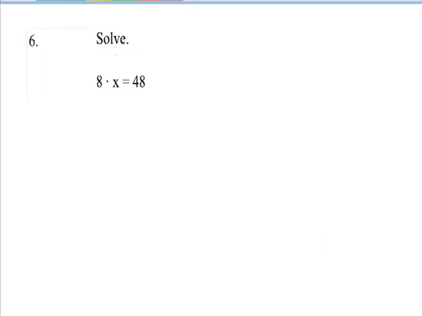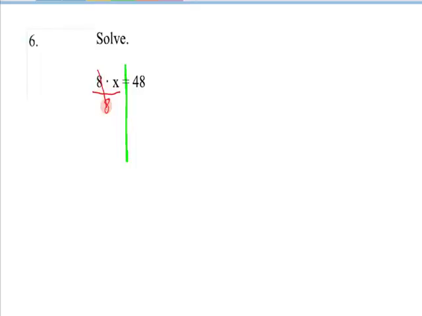This time the variable is on the left. I need x by itself. I look to see what's going on, and I see it is multiplication. So I'm going to do the inverse, which is division.